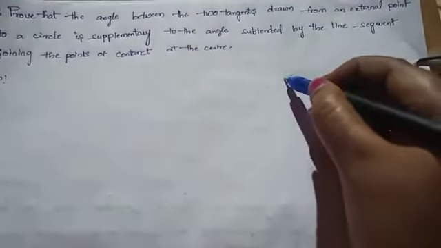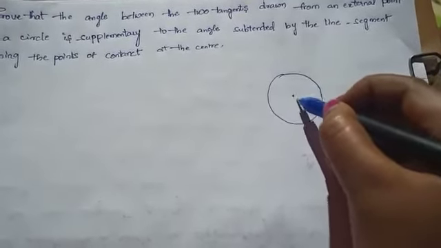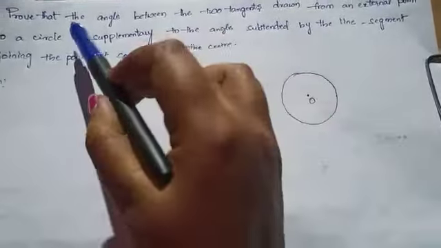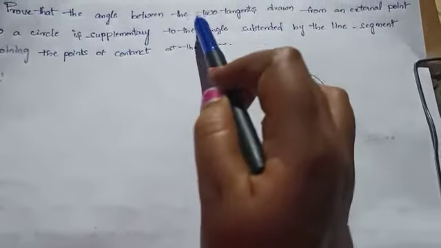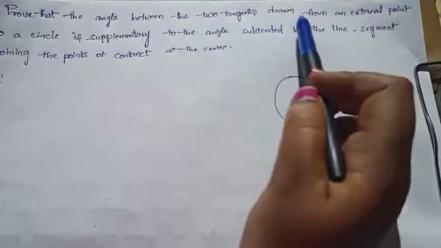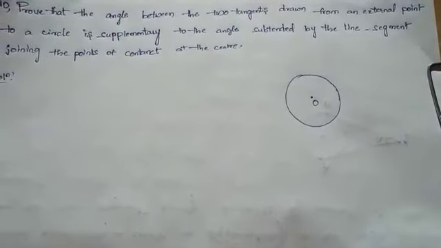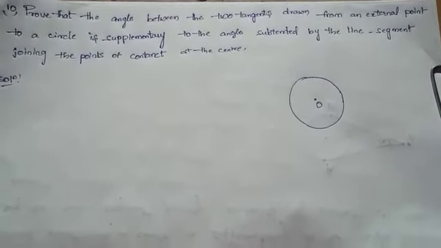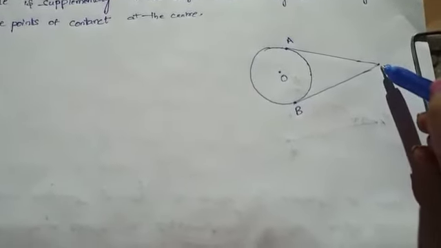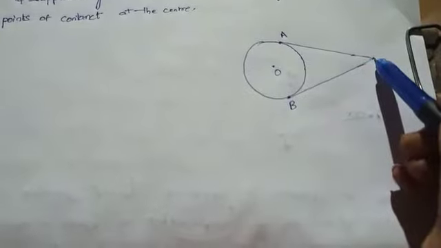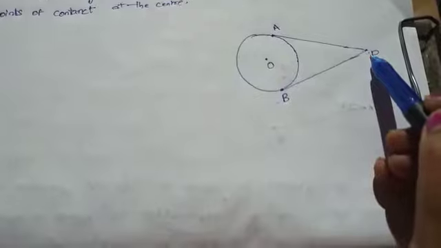First, draw one circle. This is a circle with center O. Prove that the angle between the two tangents drawn from an external point to the circle. Okay, draw two tangents from the external point to the circle. Here P is an external point to the circle. Draw two tangents from the external point. PA and PB are two tangents drawn from the external point P.